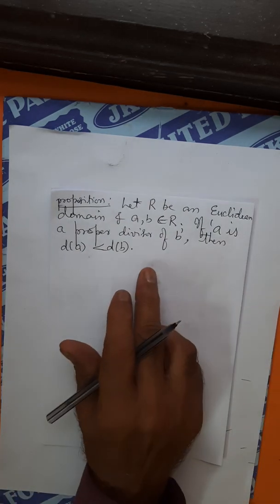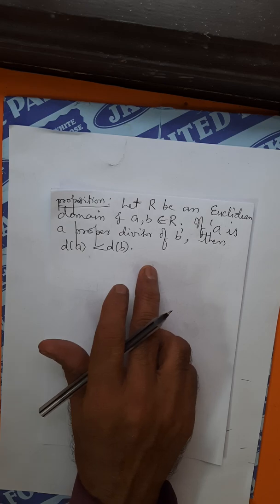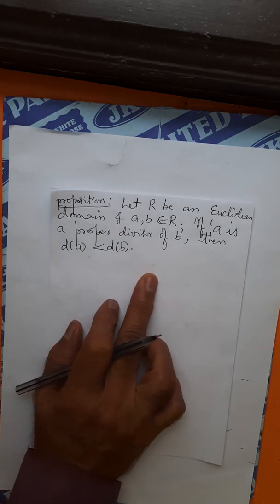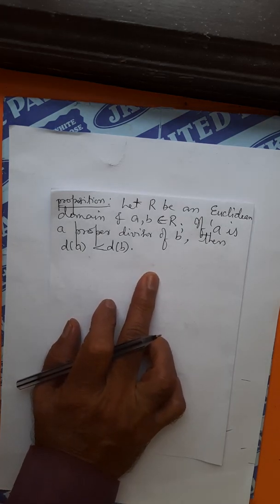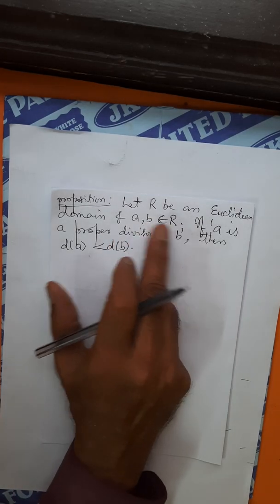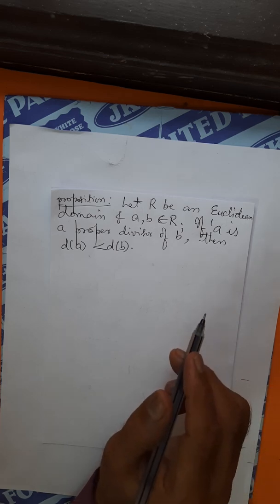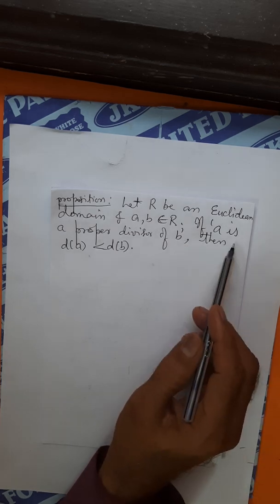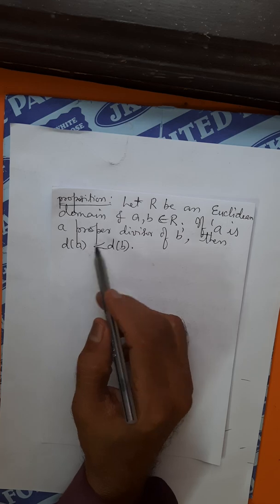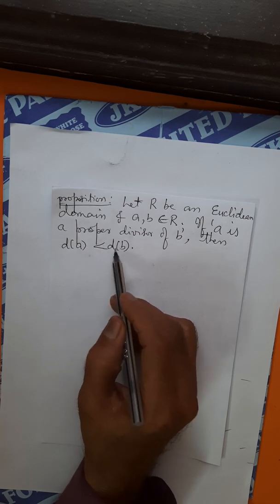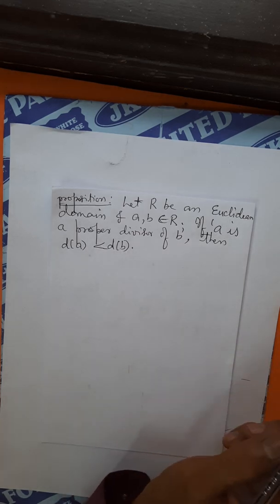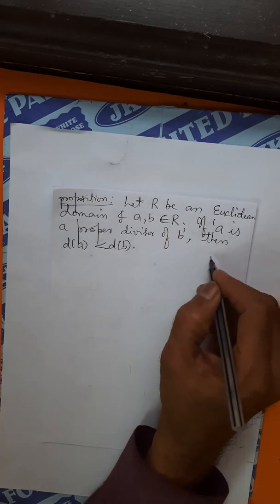Today we shall take two results. Only two results. We'll move in a very systematic order, not in a hurry. Let R be a Euclidean domain and a, b belong to R. If a is a proper divisor of b, then prove that d of a is strictly less than d of b. What do you mean by proper divisor of b?